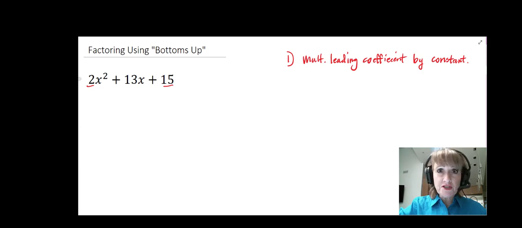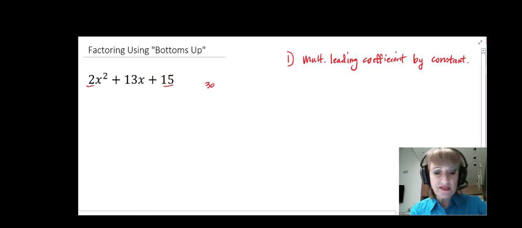The leading coefficient is 2. Now, that is the number in front of the variable, right? The leading term, though, the one that's at the beginning. So the leading coefficient times the constant. The constant is the one that doesn't have a variable in its term. So here we go. 2 times 15 is 30.